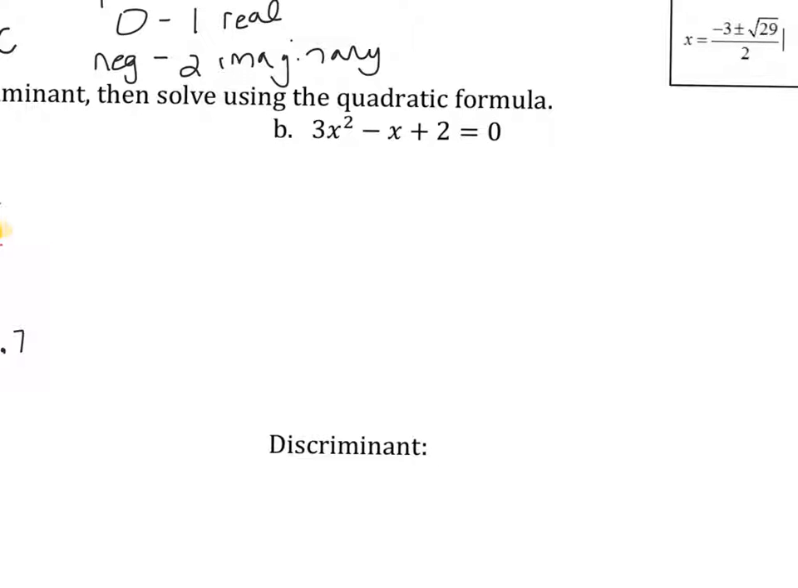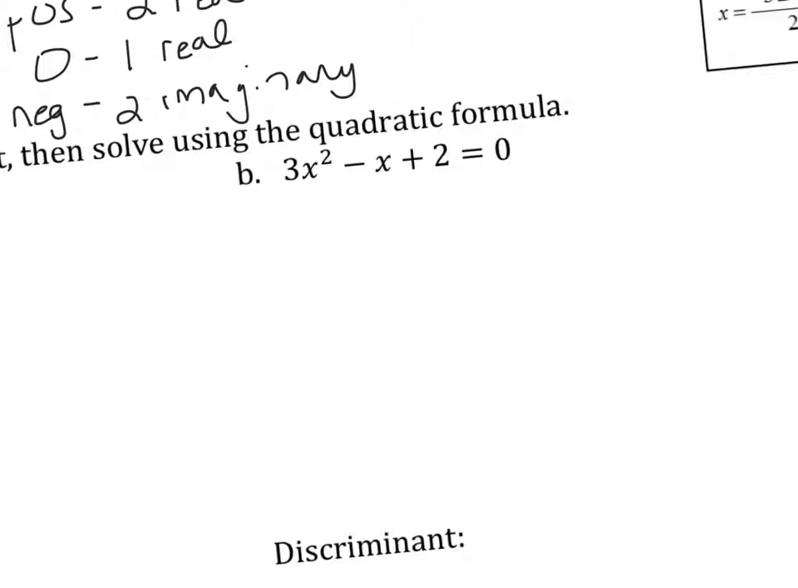Okay, so one side is equal to 0. The A value is positive, so I'm going to go ahead and identify my A, B, and C. So A is the number in front of x squared, 3. B is the number in front of x. Now I don't see a number, so I know that's negative 1. And C is our constant. So now I'm going to plug everything in.